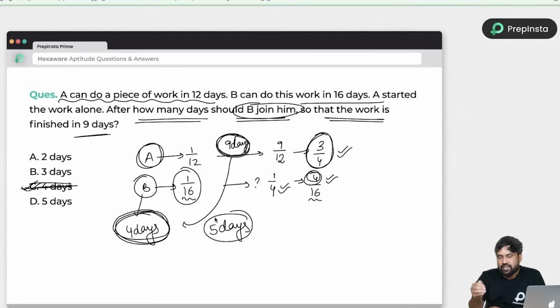So after 5 days B joined A and they together worked for the next 4 days and they finished the work in 9 days. So your answer must be option D, 5 days. This is how you need to do it. It's a practical oriented approach rather than the formula oriented approach.